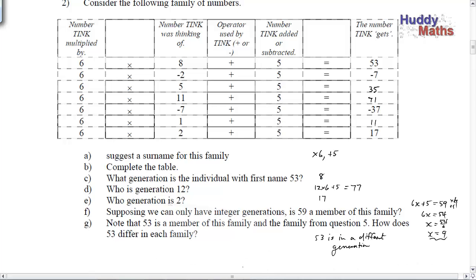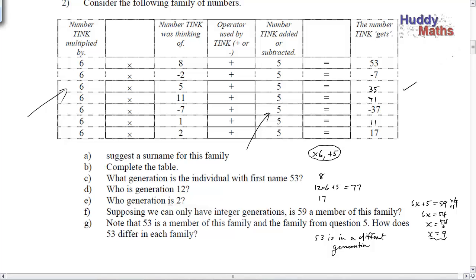Okay, how did you go? Here we go, I'm going to give you some answers now. Suggest a surname. All members have the same operations being done to the tink number: timesing by 6 and adding 5. Do you get it? Here it is over here. All are times by 6. Then everyone had 5 added. So completing the table, let's go down.